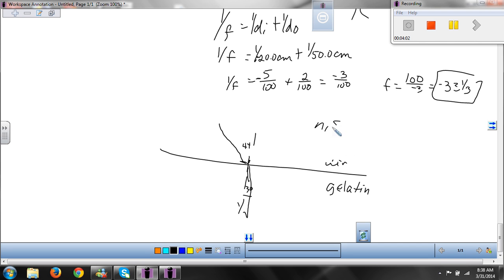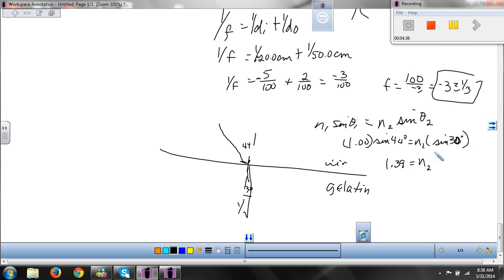So N1 sine theta 1 equals N2 sine theta 2. So it goes from air, which is 1.00, times the sine of 44 degrees, is equal to N2 times the sine of 30 degrees. So N2 is 1.39. I'm sorry, that's 30 degrees right there. My bad. 30 degrees. So 1.39 is the index of refraction of the jelly bean. All right, please study.